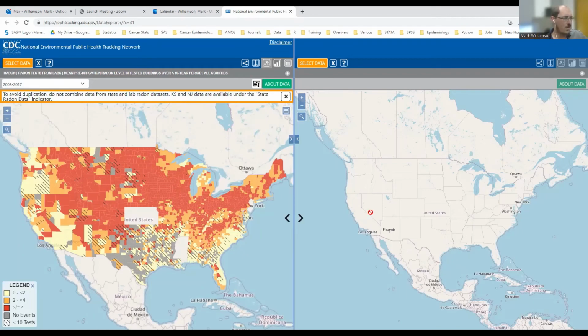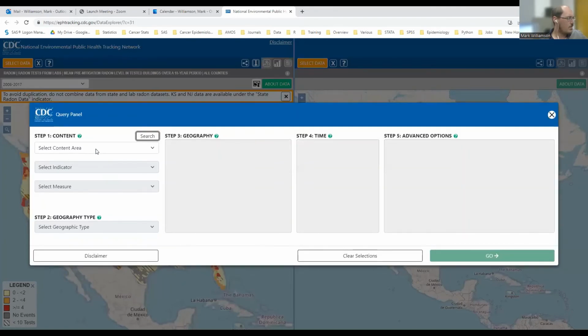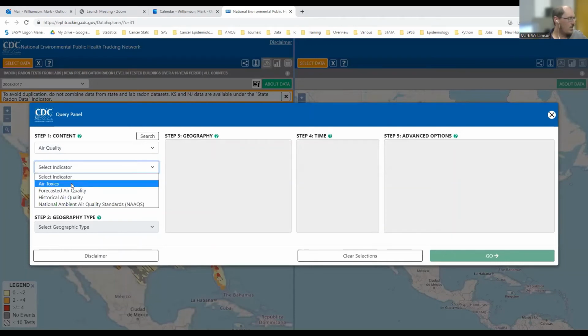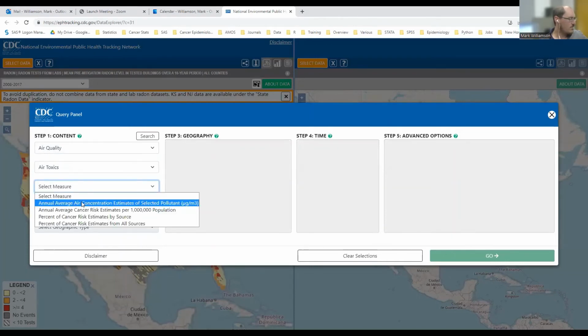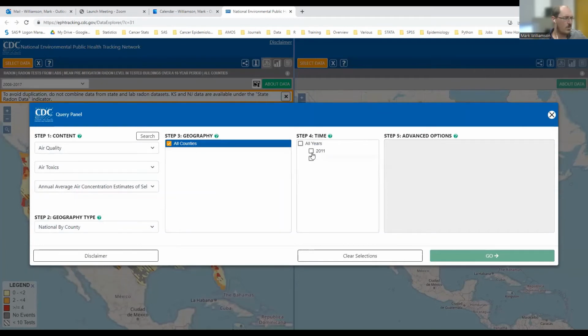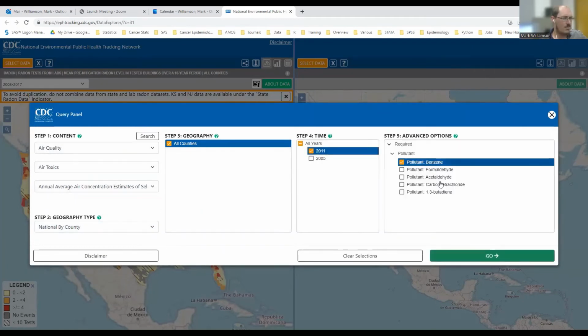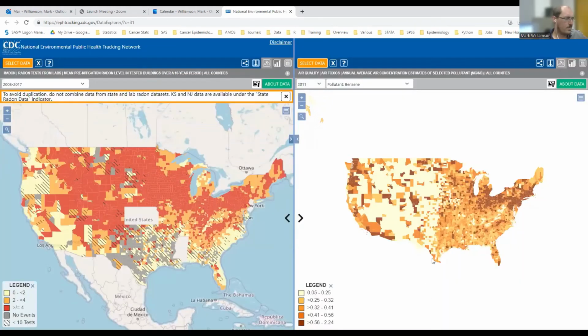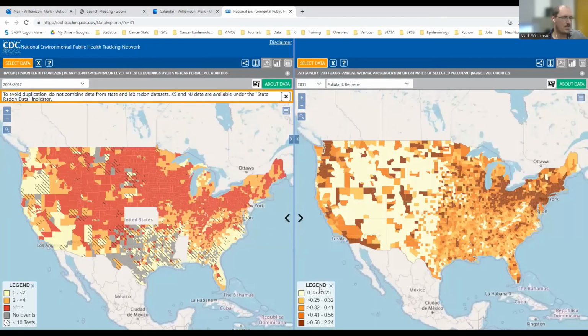side. So say if I wanted to look at another variable, say I'm just going to do air quality, maybe air toxics, look at annual concentration estimates. We'll do the same sort of thing, national by county, more recent years, and we'll just do benzene. And you can see here, you can look side by side at this. So I'll switch back over.